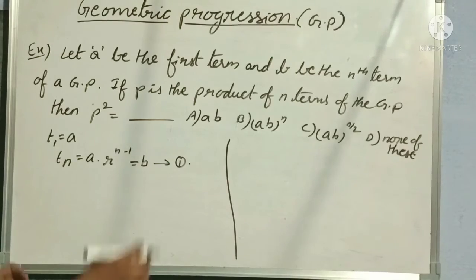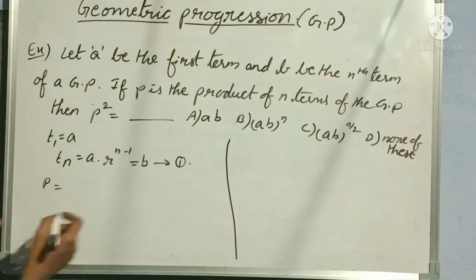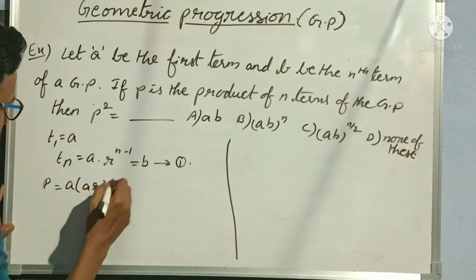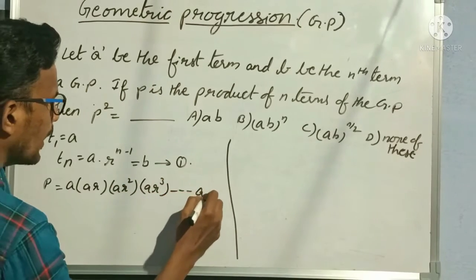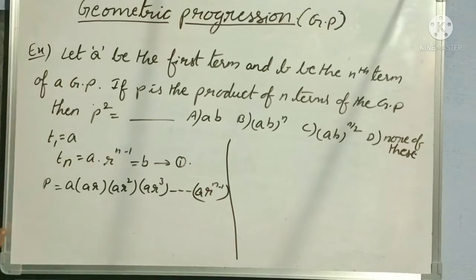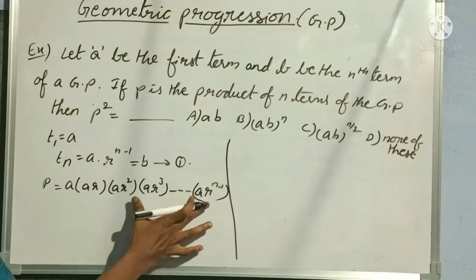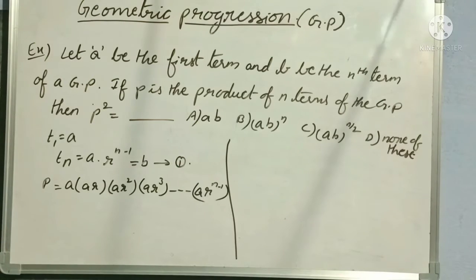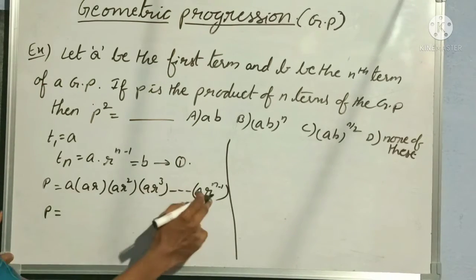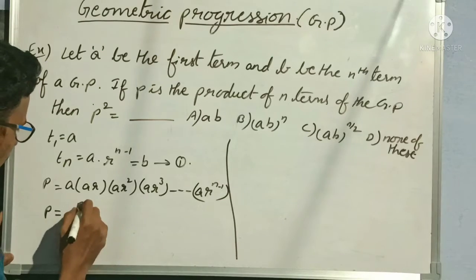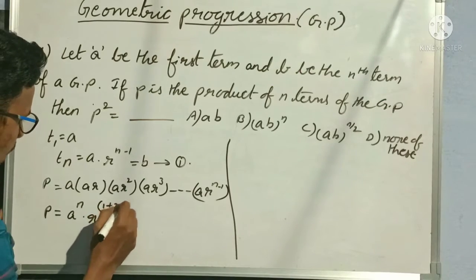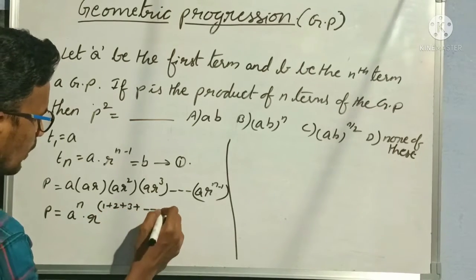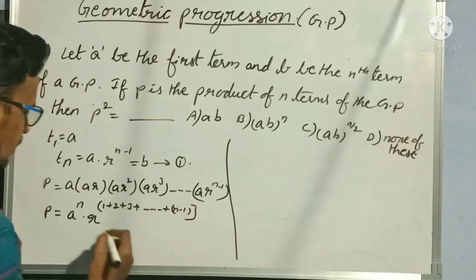And he has given P is the product of n terms of the GP. So P is equal to the product of n terms, which means A into AR into AR square into AR cube and so on, up to A into r power n minus 1. All these terms should be multiplied and the product is equal to P. So first let us simplify this. A is multiplied how many times? N times. So we will get A power n into r power 1 plus 2 plus 3 plus and so on up to n minus 1.